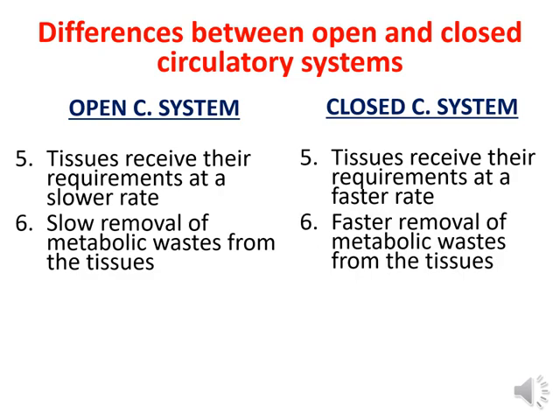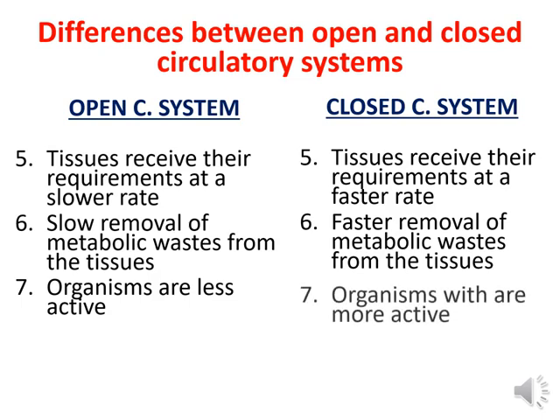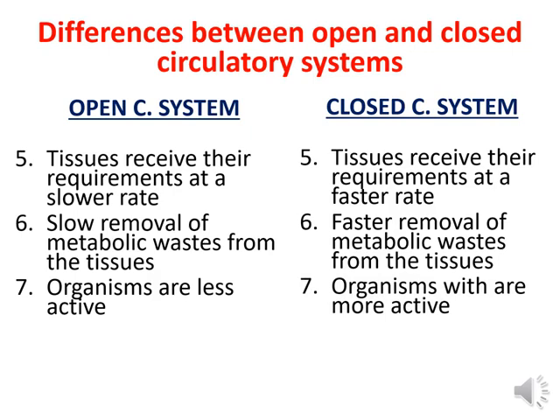Number seven, organisms that have open circulatory system are generally less active, while organisms that have closed circulatory system are more active. They are generally more active.